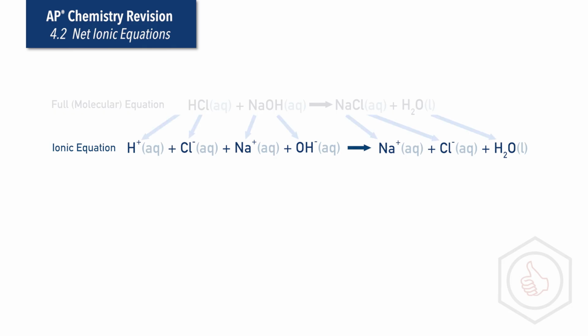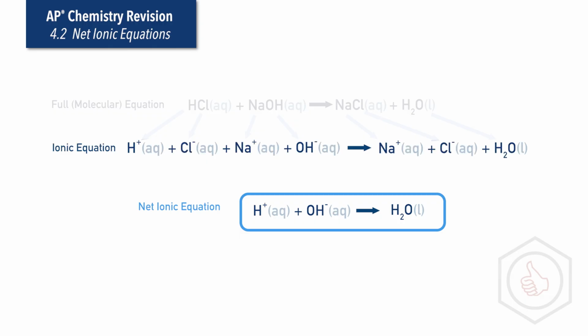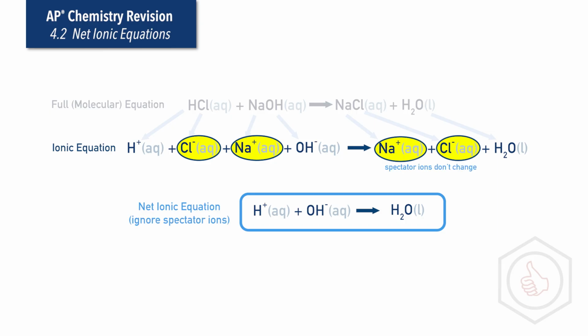The net ionic equation, however, would simply be H+ + OH- going to form H2O, because if you look carefully at the complete ionic equation, Cl- and Na+ ions remain unchanged. They're both on the left and right side of the equation, meaning they are spectator ions and don't take part in the chemical reaction, leaving us with H+ + OH- → H2O.